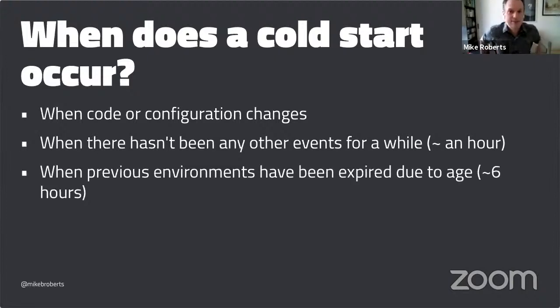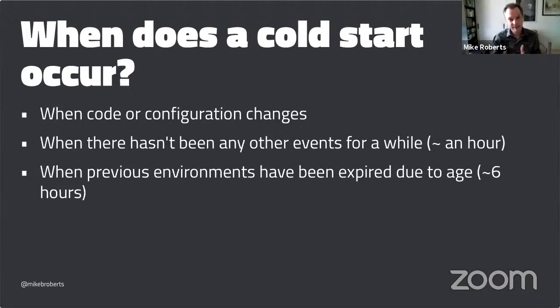The other time that Amazon kills off instances of a Lambda function is once they get to a certain age, even if they are being used. And we find that that's around 6 hours. That's not documented, and Amazon have changed this over the years. But basically, once a previous environment has been alive for about 6 hours, then Amazon are going to kill it off, so that you don't get instances of Lambda that have been around for days and days and days.